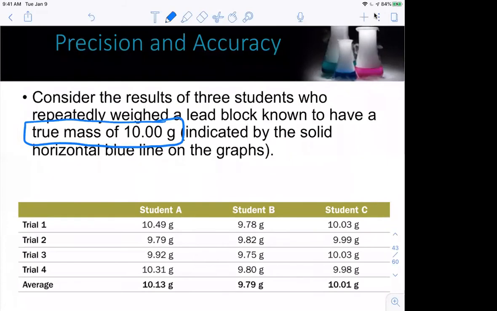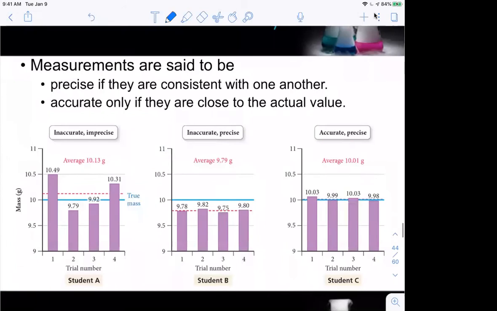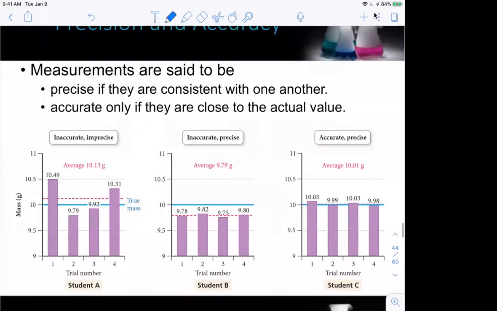Student A is going to measure it 4 times and then take the average of those measurements, which is measurement 1 plus 2 plus 3 plus 4 divided by 4. Student B is also going to take 4 measurements. Student C is also going to take 4 measurements. Here are their averages. Remember, the true value is 10.00 grams. So let's graph this, right? Here is the true mass, and this red dotted line is the average.